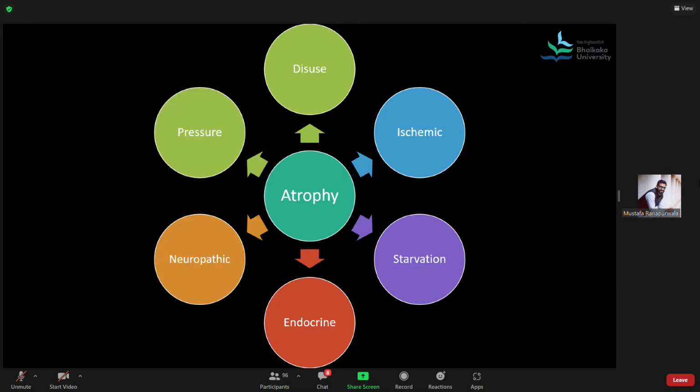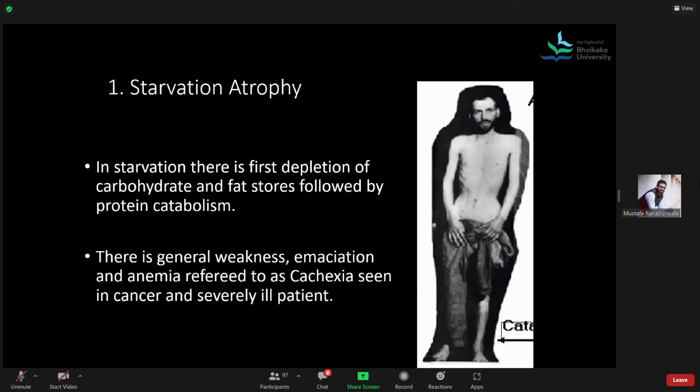and pressure atrophies, right? We'll pick up the examples of each of these major types of atrophies, right? Starting with starvation atrophy. Starvation atrophy is again something that we see very commonly in individuals who have been undergoing what is known as protein energy malnutrition, right? This can also happen with patients who have chronic illnesses and malignancies, which undergo the phenomenon known as cachexia, right?